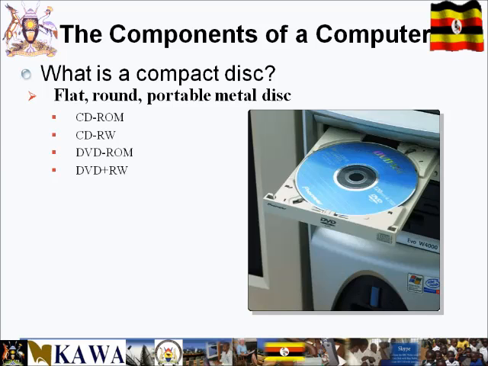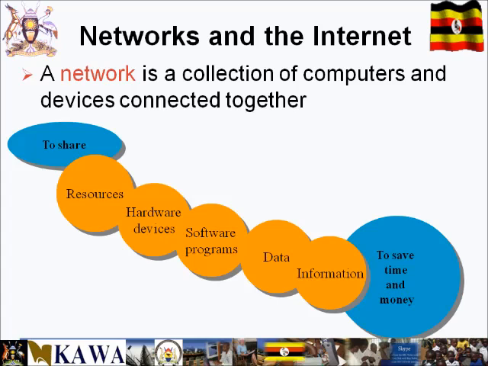We also need to look at networks and the internet. A network is simply a collection of computers and devices connected together. Why connect them? Simply to share resources, simply to share hardware devices, simply to share software programs, also share data and information, and also save time and money. If you have a printer, it can be connected to the rest of the computers in the office instead of having many printers.